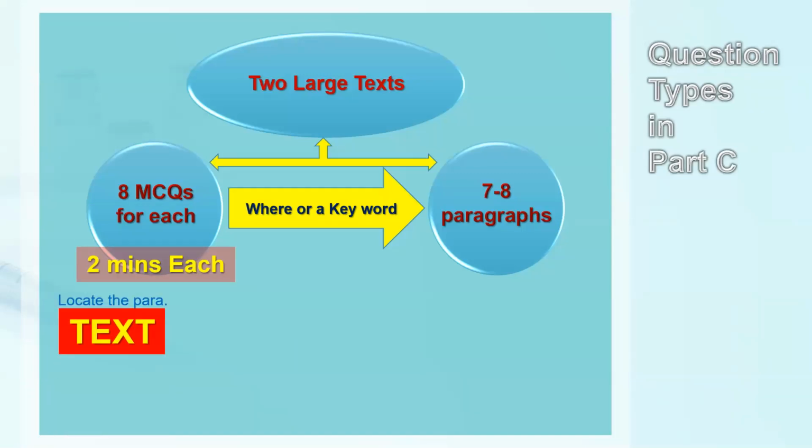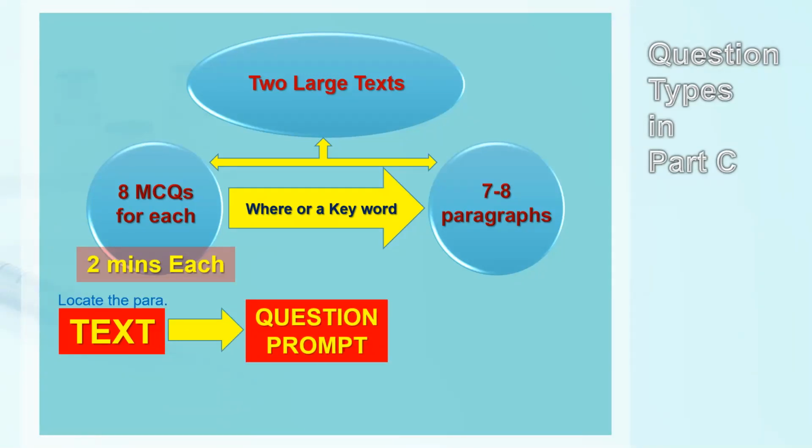At the start, you have to read the question prompt to locate which paragraph or text you have to read. Then go back to the question prompt again to read carefully and find the correct answer. So again, you have to read the question prompt just to locate the paragraph. Then read the text and the question prompt to find the correct answer.